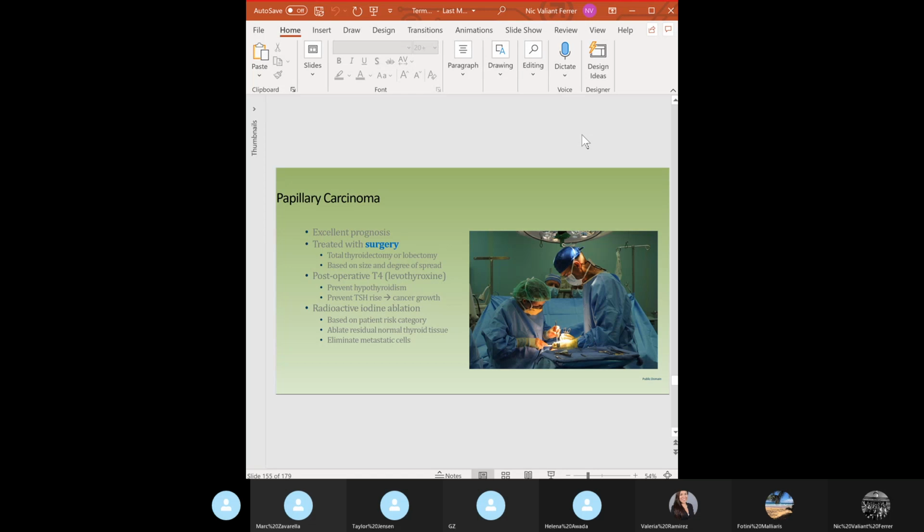We're good? Yes or no? Yes? Yes, sorry, what was 6 again? 6 is post-operative iodine scan to diagnose or treat metastasis. And then 7 is pulmonary metastases. Just remember those 7 P's, you're going to be golden. That's how I remember them. Okay?